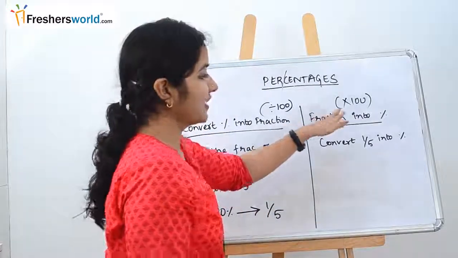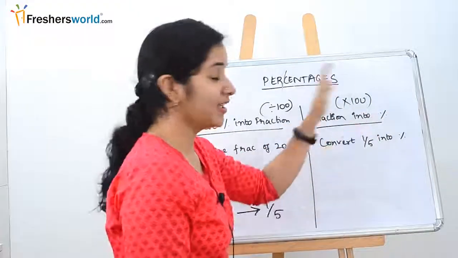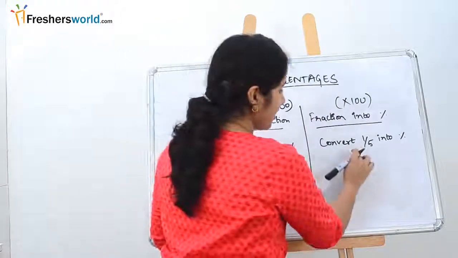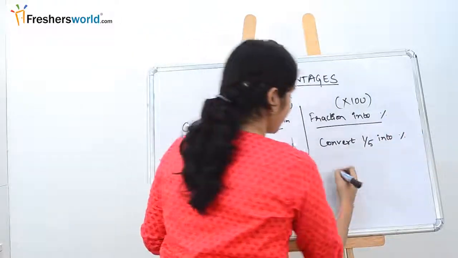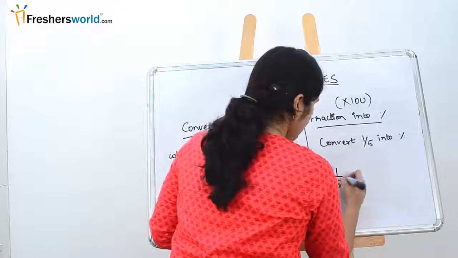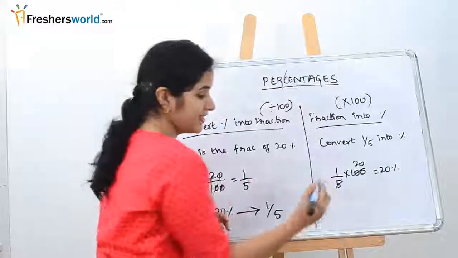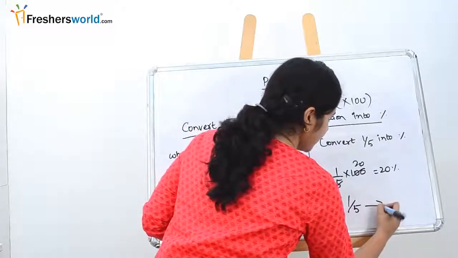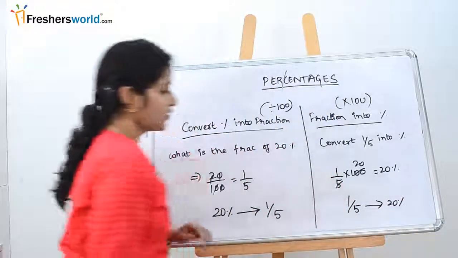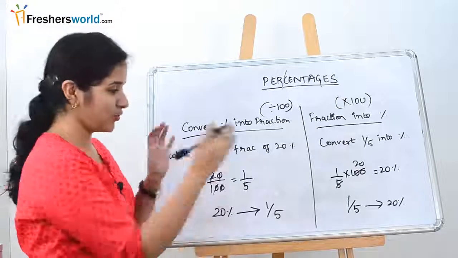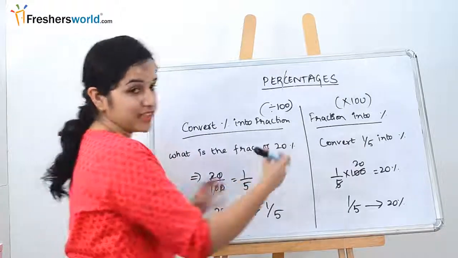Here, for fraction into percentage, we multiply by 100. They are asking us to convert 1 by 5 into a percentage. So we multiply by 100, which is nothing but 20%. So 1 by 5 is converted into 20%. If you see, we have taken the same question in both cases. This is nothing but the vice versa of that.